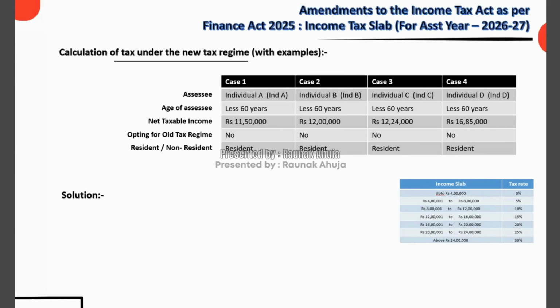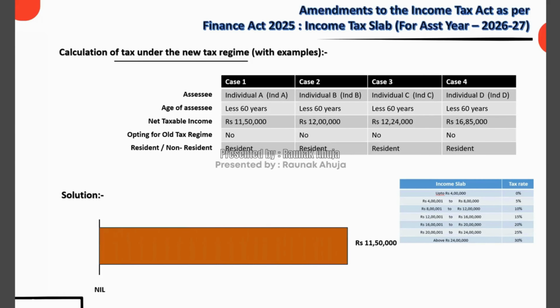So here's the snapshot of the new tax slab as per the new tax regime, along with the rates of tax. Say for example, if my total income as per case 1 is 11 lakh 50,000. On the first 4 lakhs, in the table aside, we can see there will be 0% tax up to 4 lakhs. So, on the first 4 lakhs of the total income, 0% tax will be charged.